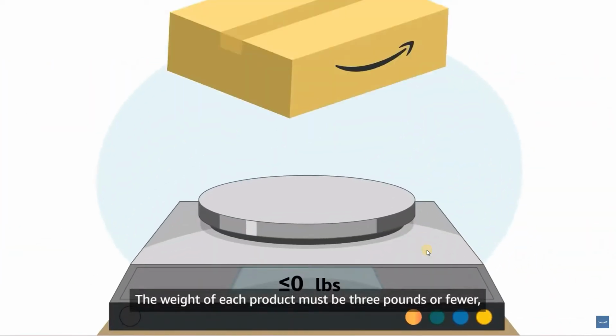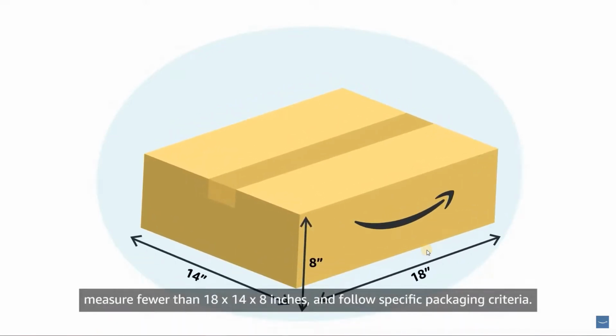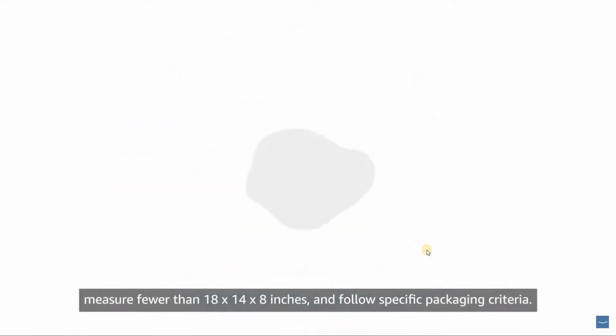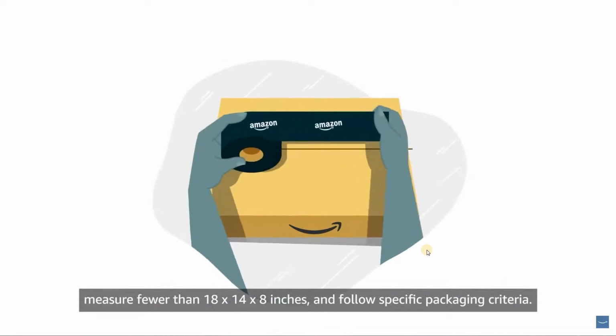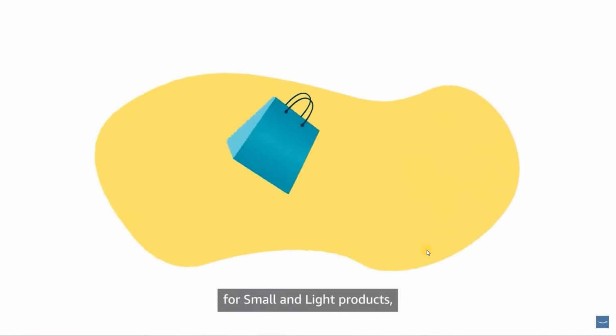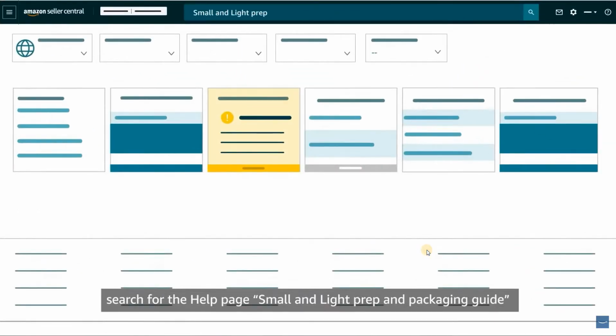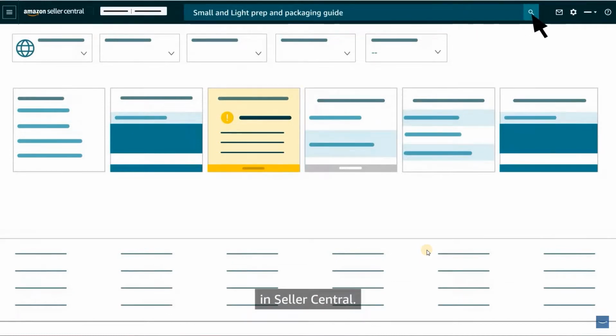The weight of each product must be 3 pounds or fewer, measure fewer than 18 by 14 by 8 inches, and follow specific packaging criteria. For more information on prep and packaging for small and light products, search for the help page Small and Light Prep and Packaging Guide in Seller Central.